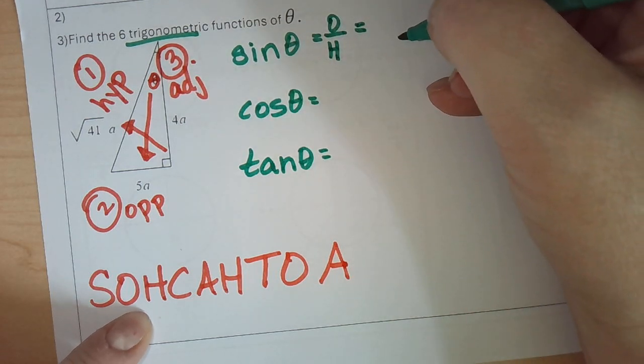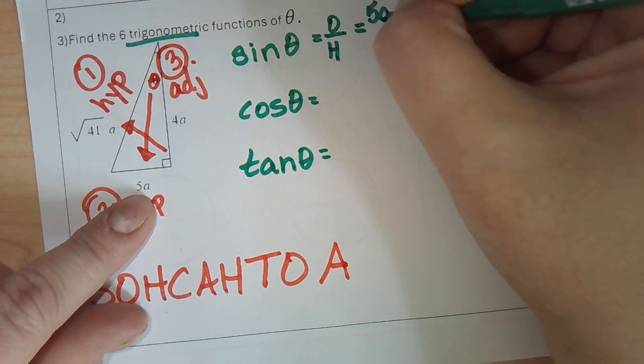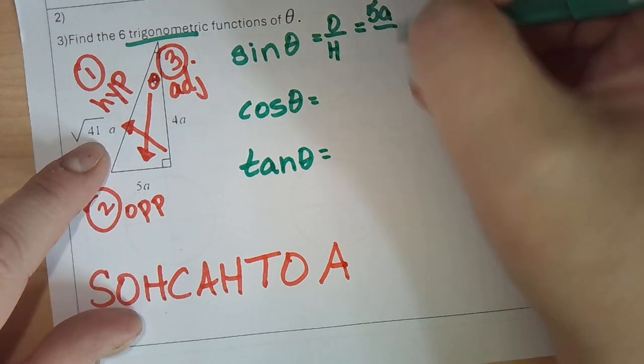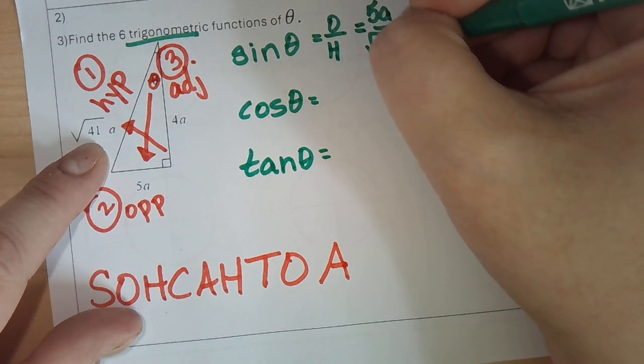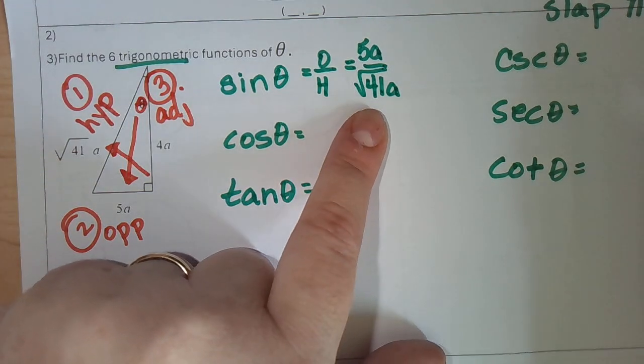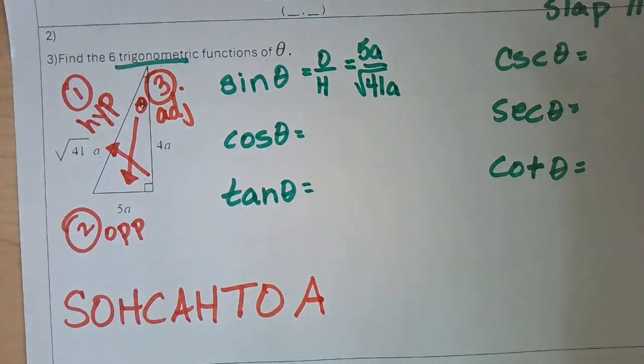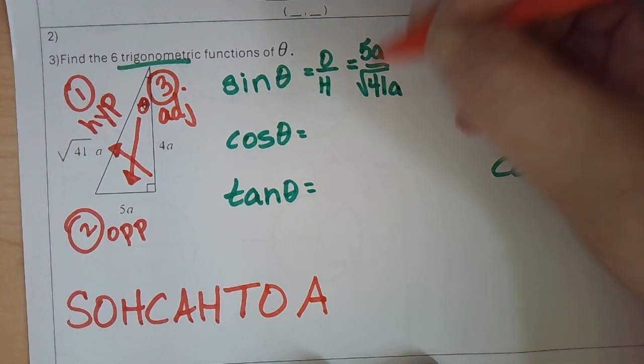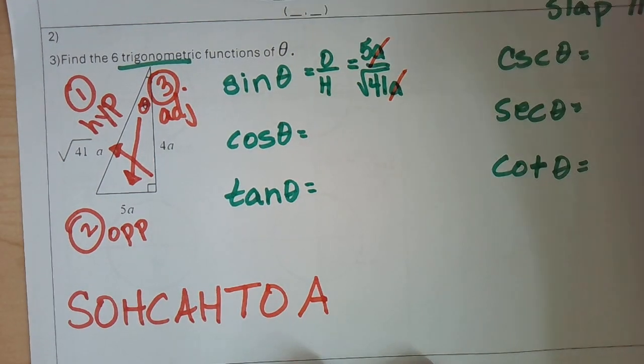So my opposite is 5a. My hypotenuse is square root of 41a. And this should seem familiar. We did an example like this in our notes, only with the special triangles. 30, 60, 90, and the sides x, x square root of 3, something like that. I don't know. Okay, so the a's cancel.